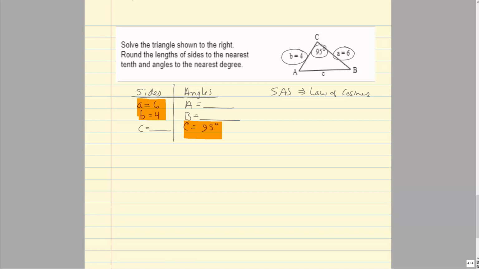Okay, so I think the first thing that we can do is we could probably find side C. So let's go ahead and find side C.